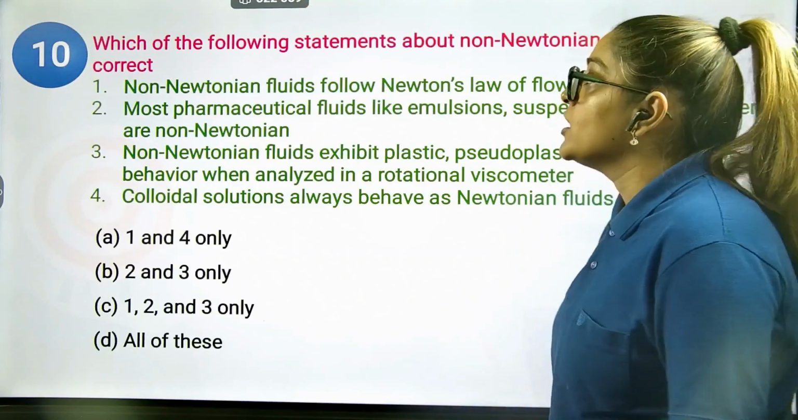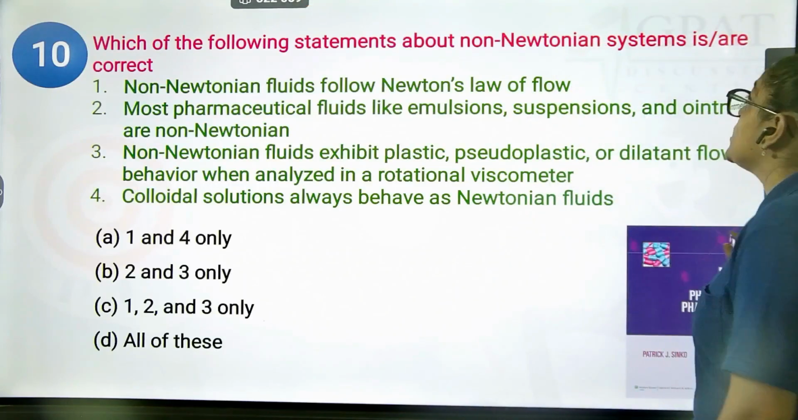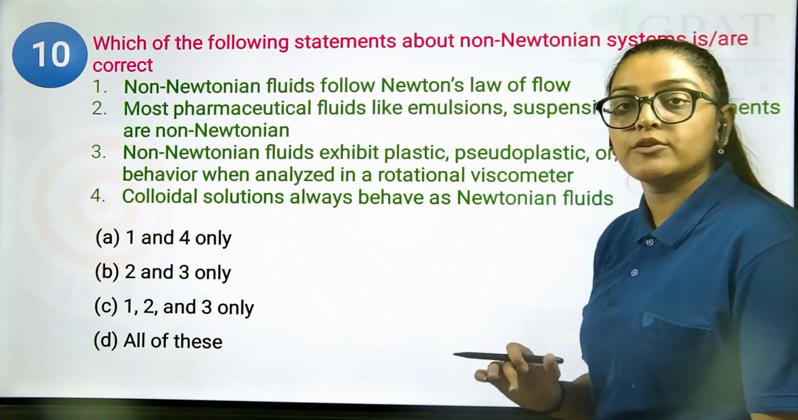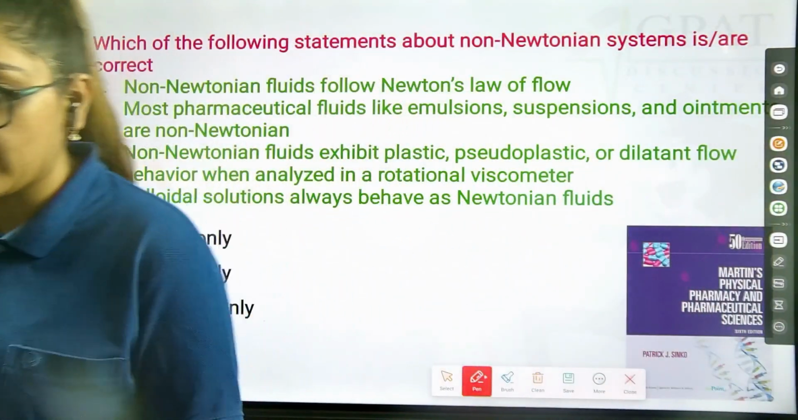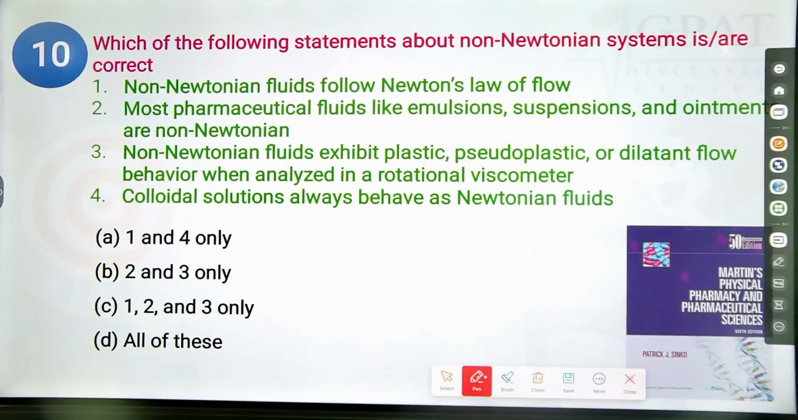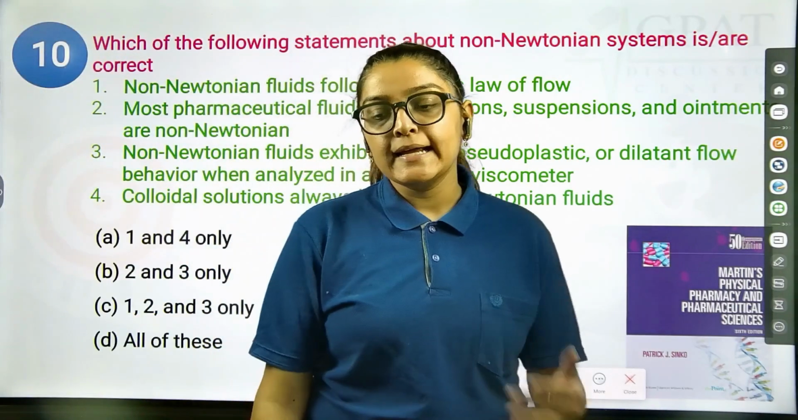Next question. Which of the following statements about the non-Newtonian system is correct? Non-Newtonian systems are time dependent or time independent. Time dependent we have thixotropic and rheopectic systems. In the time independent systems we have plastic, pseudoplastic and dilatant systems.